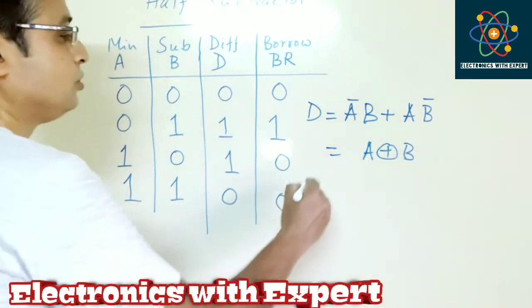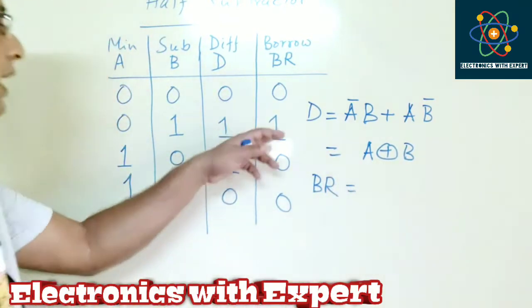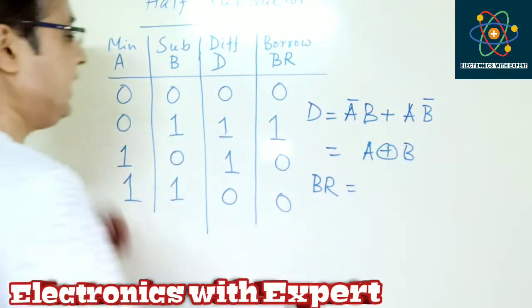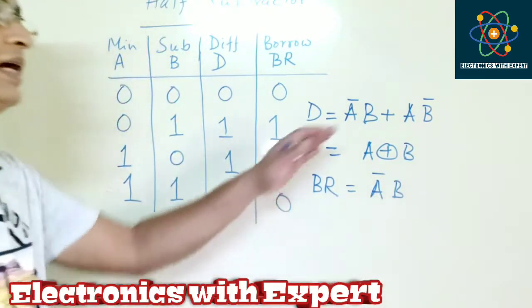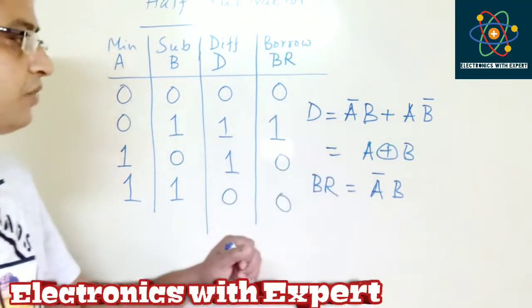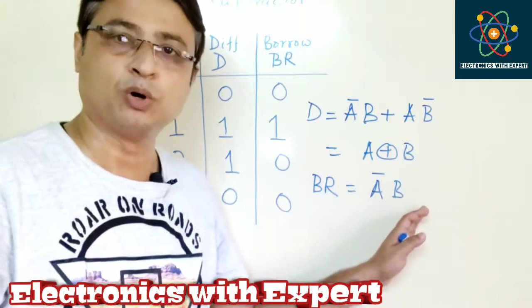Now let's move on to the borrow out expression, or BR. It is 1 in only one case, so that is A bar B. So these are the output expressions for a half subtractor. One is for difference and the other is for borrow out.